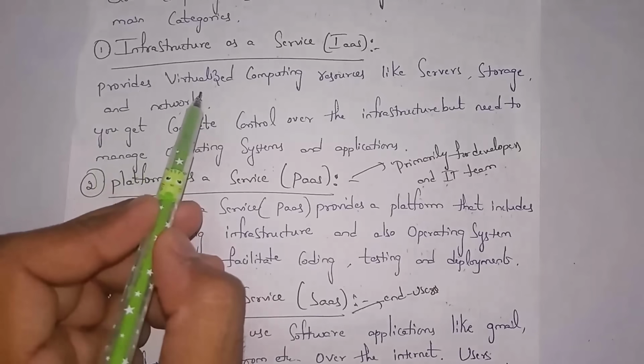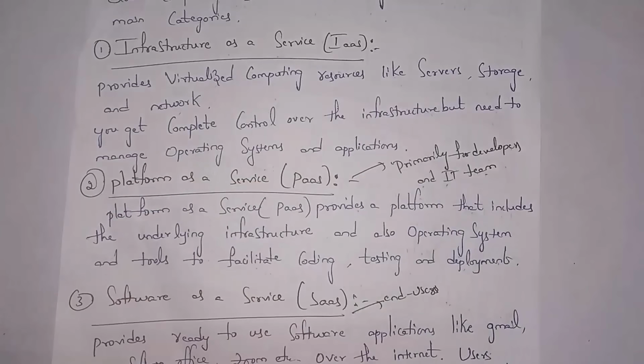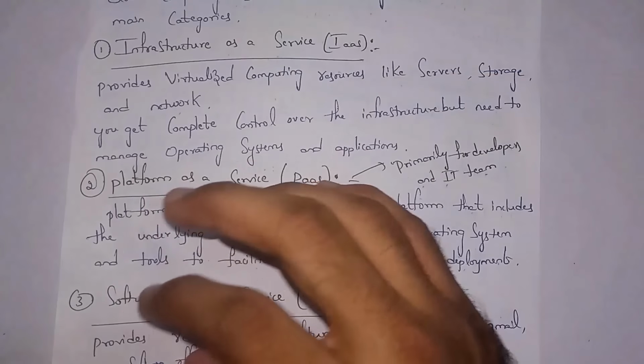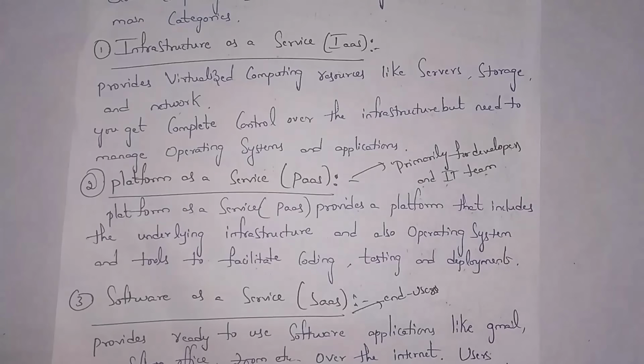Infrastructure as a service provides virtualized computing resources like servers, storage and network. You can get complete control over the infrastructure, but need to manage operating system and applications. In AWS, the user takes one server for rent. So whenever the user takes a server for rent, AWS will provide only the server, but installing operating system and applications is your responsibility. We are taking only infrastructure as a service.